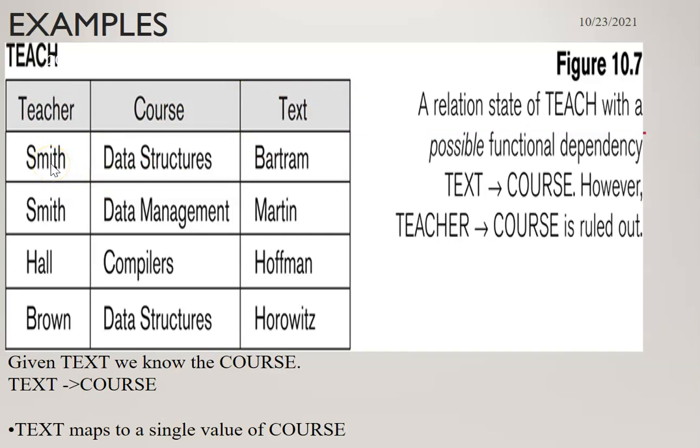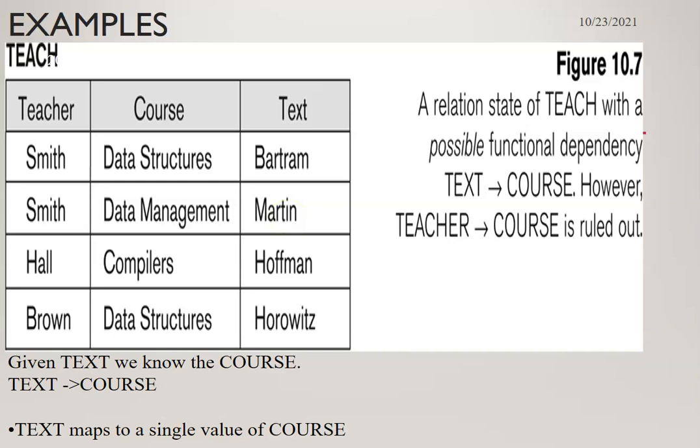If you look at teacher, you have Smith with Bertram. Then you have Smith with Martin. So when we say Smith, Smith corresponds to text. But when we say Bertram, Bertram corresponds to only Smith. So implying that this particular text corresponds to only one value of the teacher. When we say Bertram, we shall know it's only Smith, no one else, and that is what is showing. But when we say Smith, Smith can correspond to Bertram and can correspond to Martin.